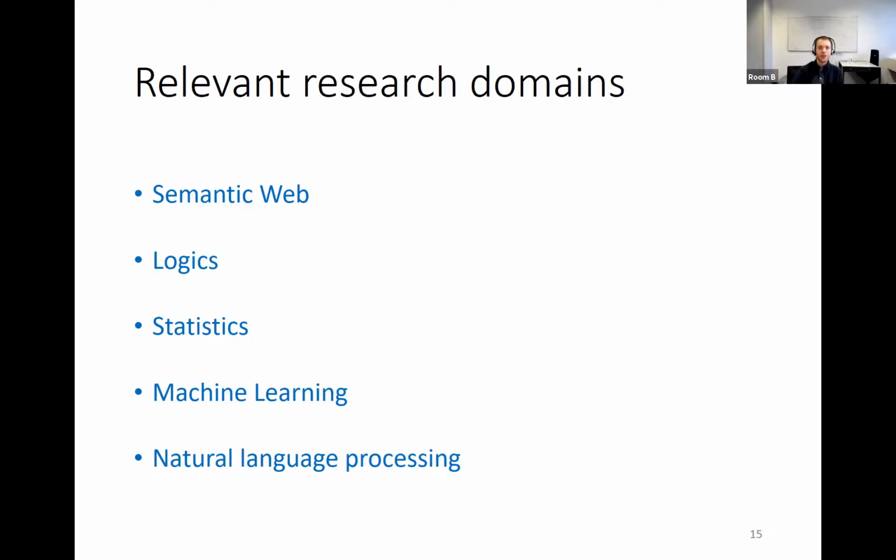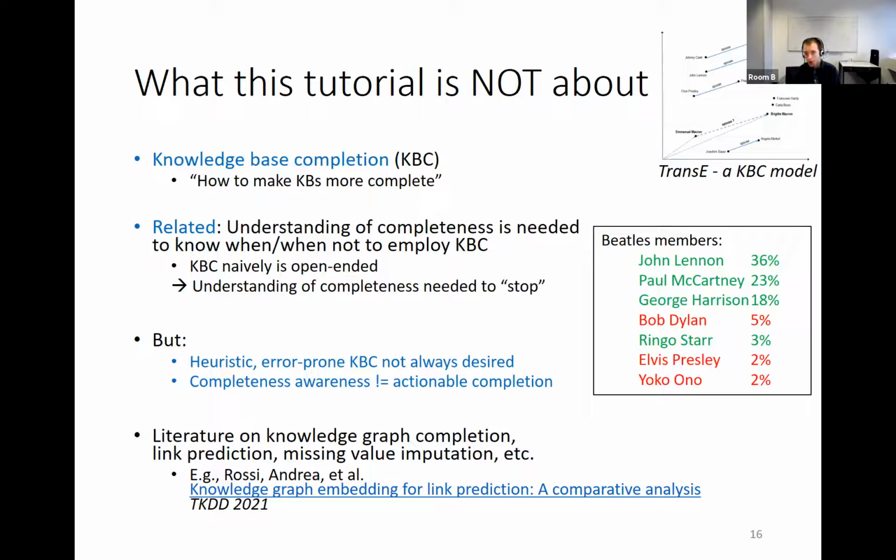And last, for the introduction, let me clarify what this tutorial is not about. It's not about knowledge base completion. Completeness is a property, completion is a task. Knowledge base completion is concerned with how to make a knowledge base more complete. The two topics are closely related, so we need an understanding of completeness to know when or when not to employ completion techniques. However, knowledge base completion is inherently open-ended. If you employ completion techniques, they will give you a ranked list of suggestions of what could be added to a knowledge base, but we need an understanding of where to stop with this.